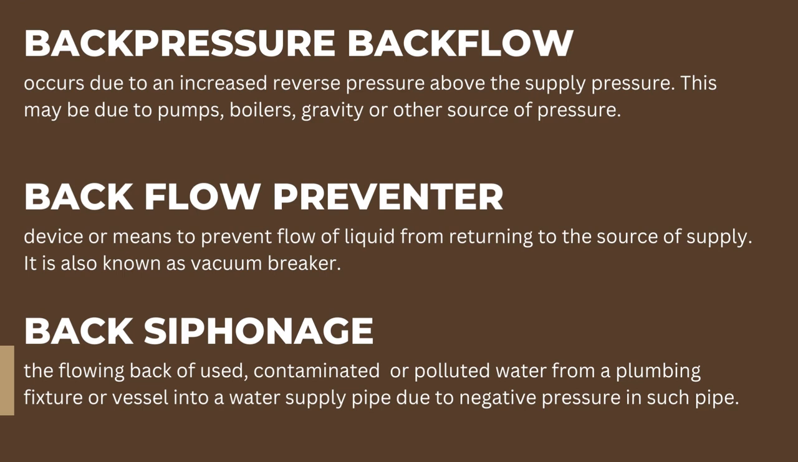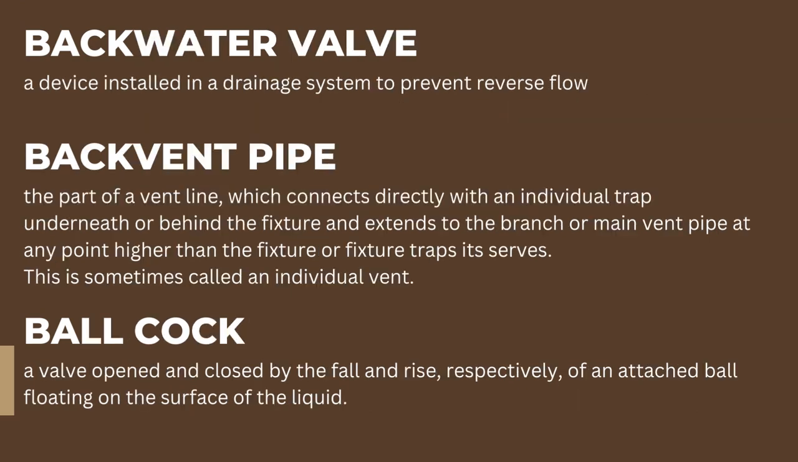Backflow preventer. It is a device or means to prevent flow of liquid from returning to the source of supply. It is also known as vacuum breaker. Backflow preventer. Back siphonage. The term used for the flowing back of used, contaminated or polluted water from a plumbing fixture or vessel into a water supply pipe due to negative pressure in such pipe.